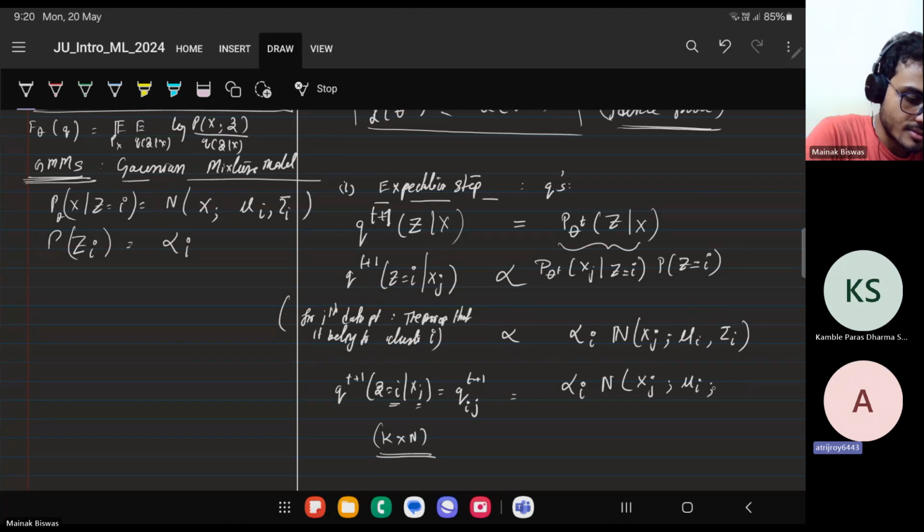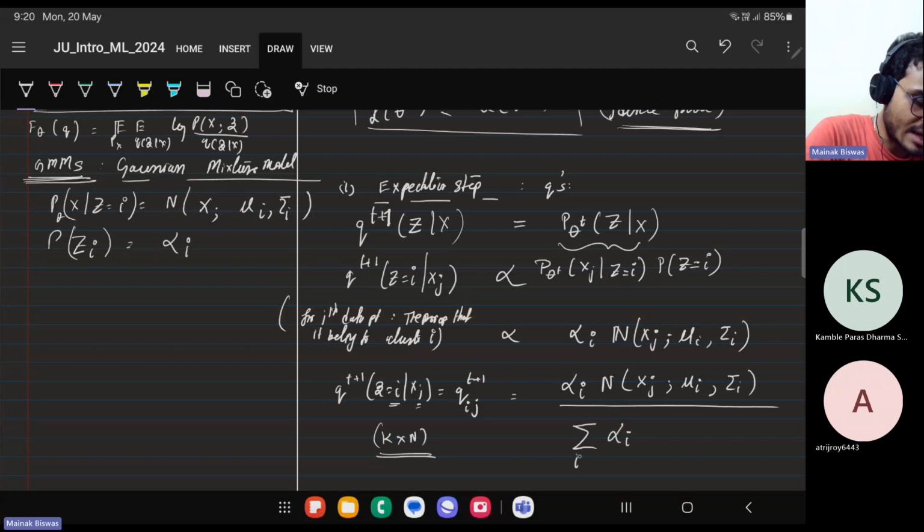Divide by summation thing. Summation of that. Summation of, no, I don't know which summation. Summation of alpha i normal x. Okay, alpha i is right. i equal to 1 to k. There are k Gaussians. Correct?